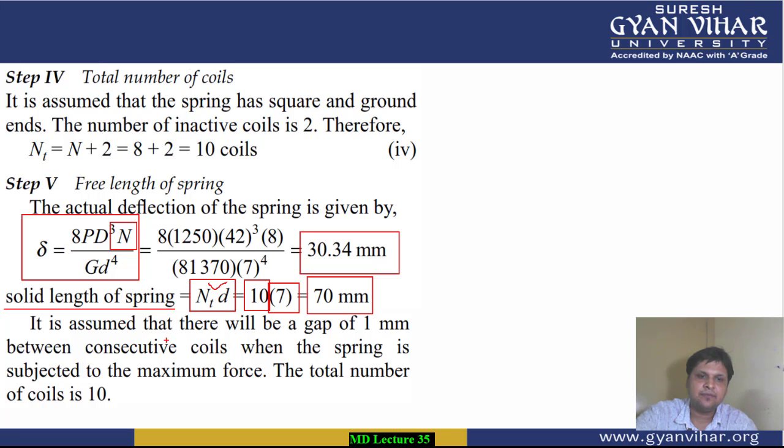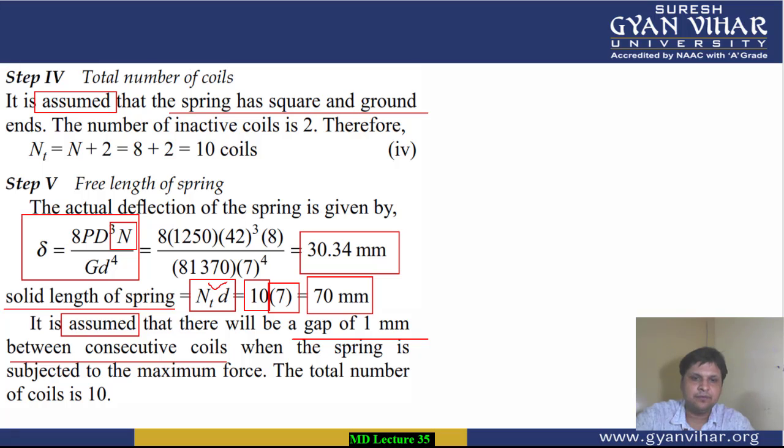Now it is assumed that there is a gap. Since no gap is given to us, we will have to assume something. Assumption is important in the machine design subject, because sometimes when doing the whole design, some values are missing in the numerical. Those missing values we can assume, but the assumptions should always be practical. The values should be practical values, not a value which is not at all possible. Like in the case of style of end, we have assumed the style of end as square and ground end. Similarly, for the gap between the coils, we have assumed that 1 mm is the gap between two consecutive coils.